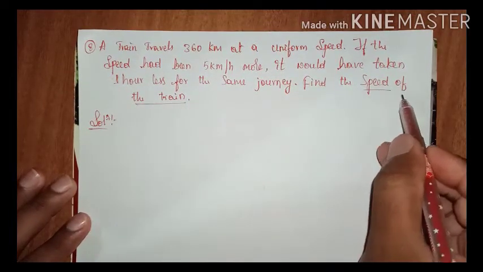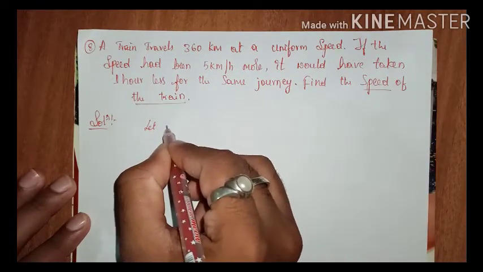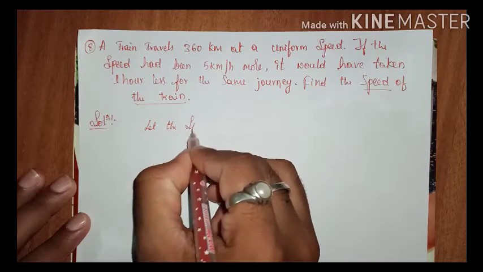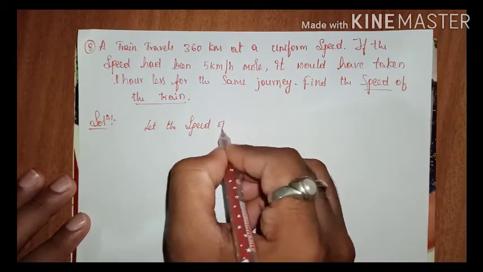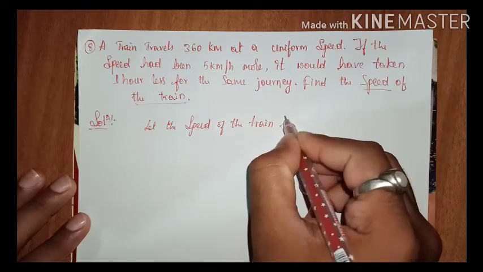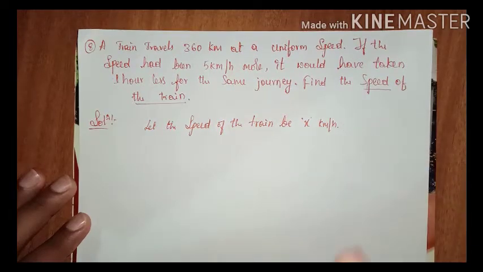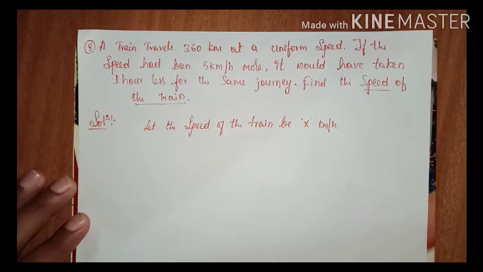So if I want to find out the speed of the train, let the speed of the train be x kilometers per hour. That is a key point that you're supposed to remember. Whatever we have to find out, it means that I don't know the value of that, so let us take it as x. Okay, let's go with the question now.